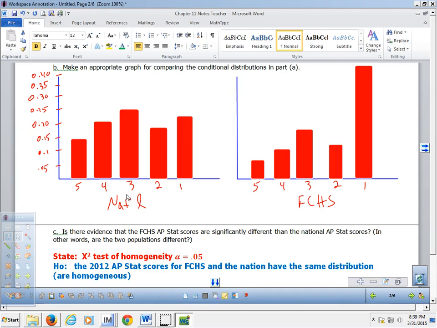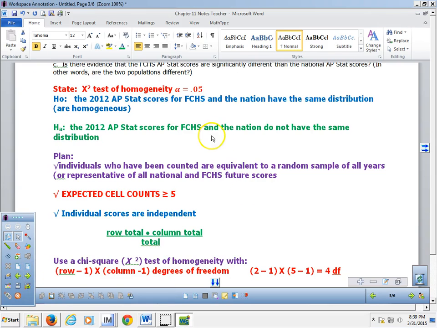But anyway, question C, on the next page here: is there evidence that the FCHS AP Stat scores are significantly different than the national AP Stat scores? In other words, are the two populations different? Well, in order to determine significantly different, we have to do a significance test, or hypothesis test. And that's where this comes into play.